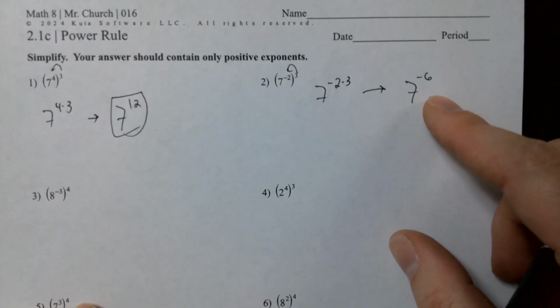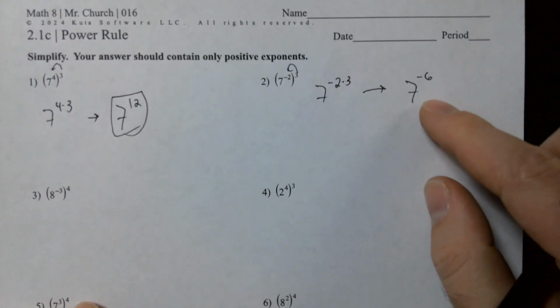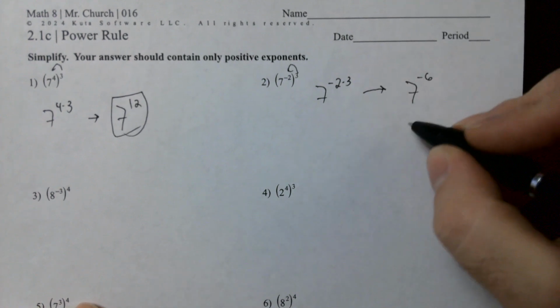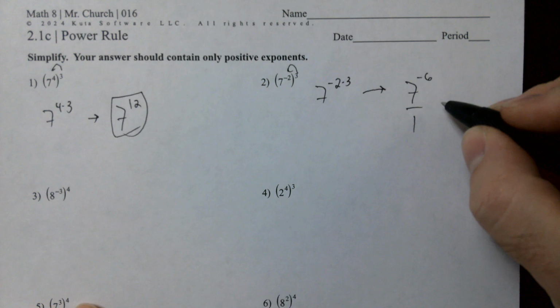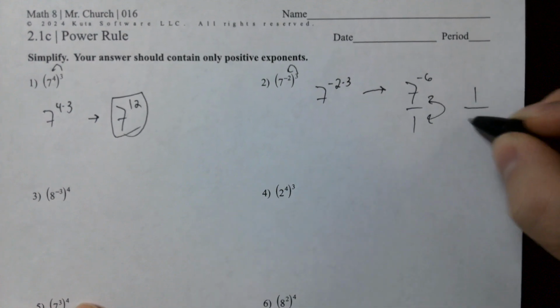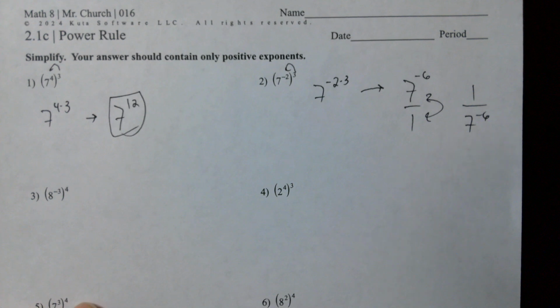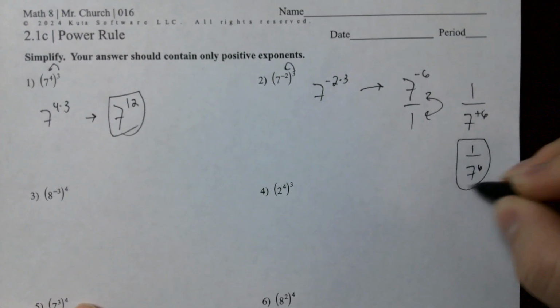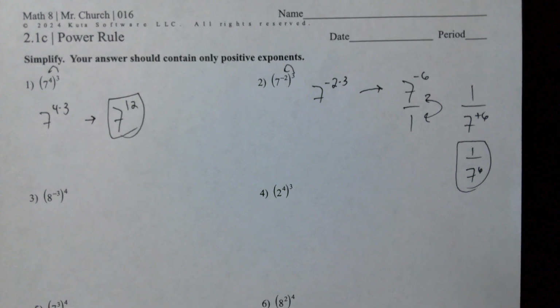Put a 100. That's right. We've got to continue to simplify this. We don't want to leave negative exponents in our answer. So like Nick said, we'll put it over 1. What are we going to do now? Flip it and make the negative a positive. So we get 1 over 7 to the 6th power.